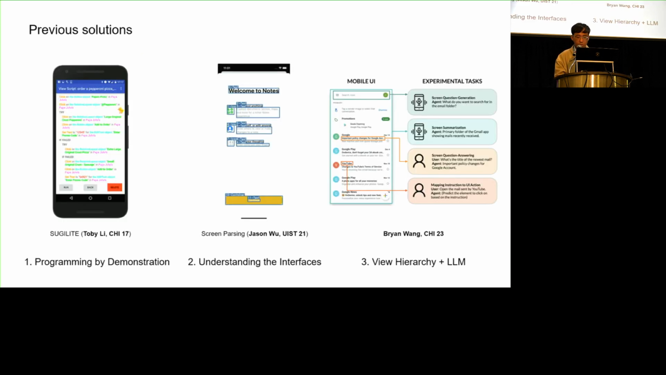Previous solutions have adopted different methods to address task automation. For instance, SUGILITE employs a programming by demonstration approach, automating tasks through the recording and replay of user action sequences. Screen Parsing achieves automated understanding of interfaces by in-depth analyzing the relationships between elements. One work represents an initial exploration into leveraging LLMs combined with mobile UI view hierarchy to promote automation.